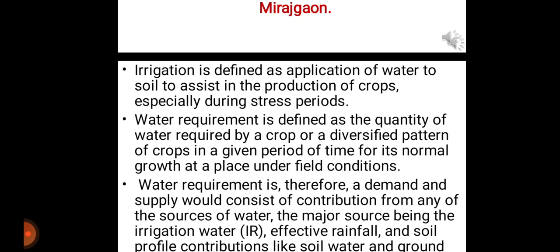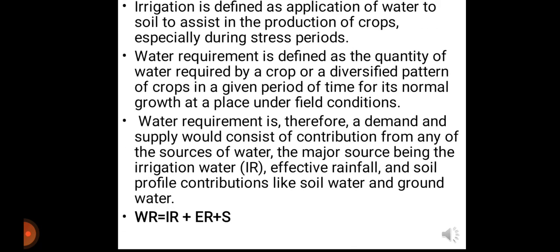Irrigation is defined as application of water to soil to assist in production of crops, especially during stress period. Water requirement is defined as the quantity of water required by a crop or a diversified pattern of crops in a given period of time for its normal growth at a place under field condition.